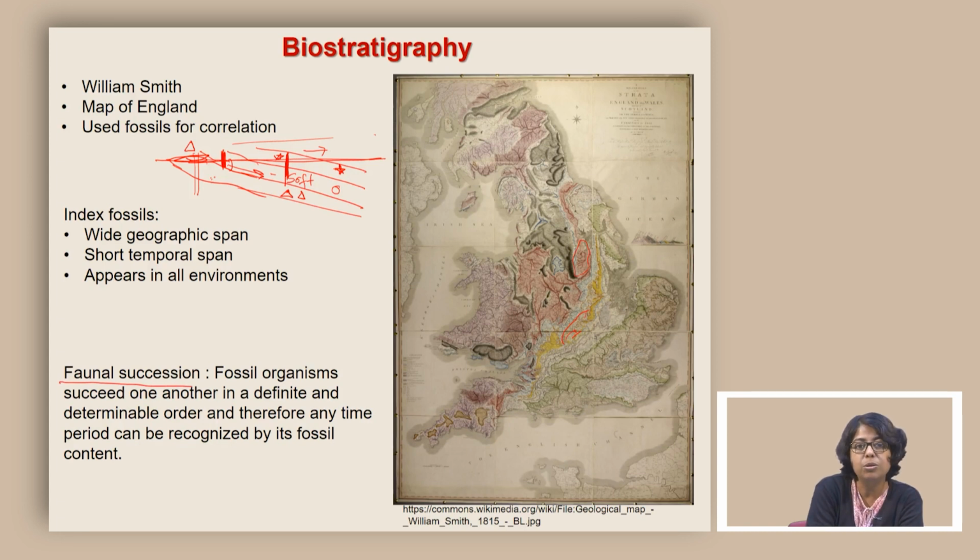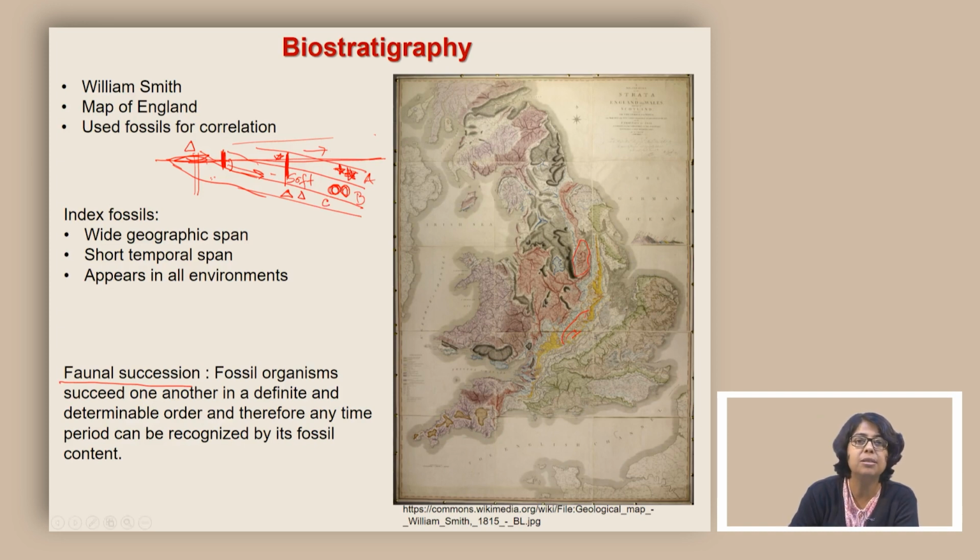Faunal succession argues that fossil organisms succeed one another in a definite and determinable order, and therefore any time period can be recognized by its fossil content. So, just like I said, he observed that, let us say, these starfishes are always part of this rock called A, and these circular looking fossils are always part of this rock B, and this triangle looking fossil is always part of C. And because they have a predetermined order, it is easy to predict.